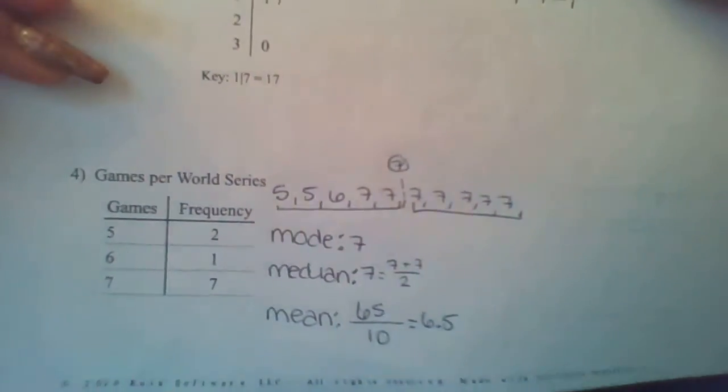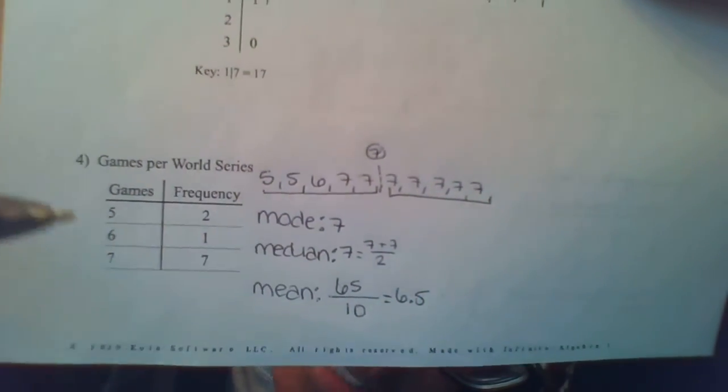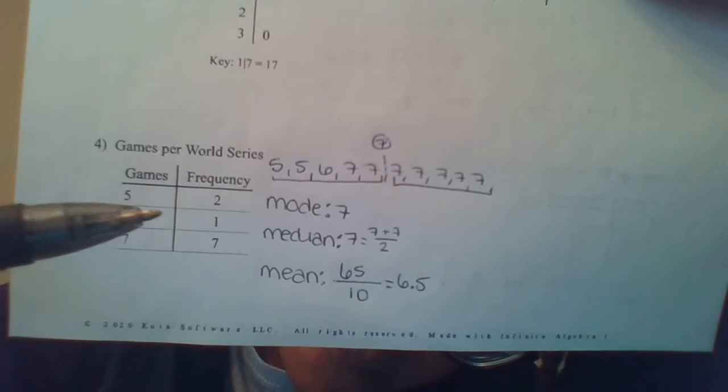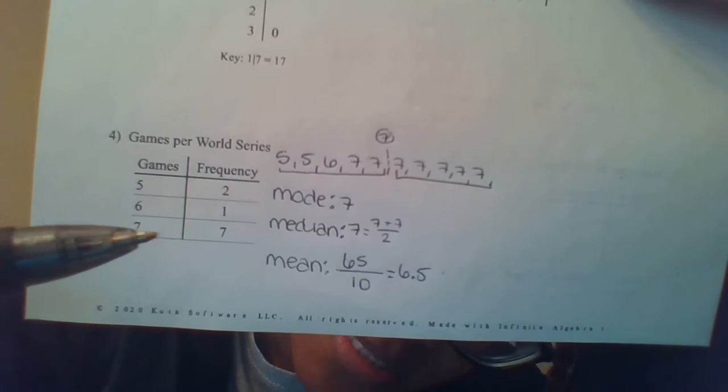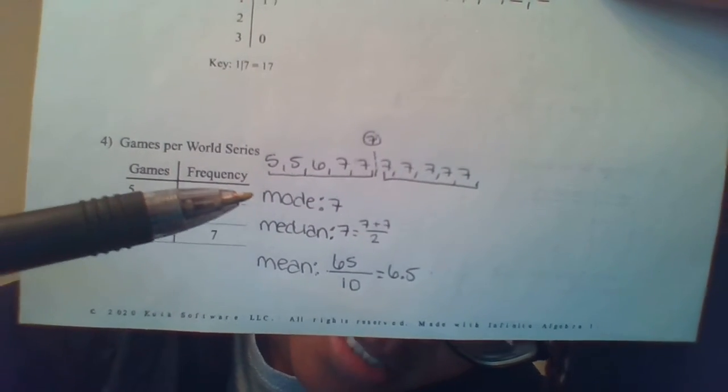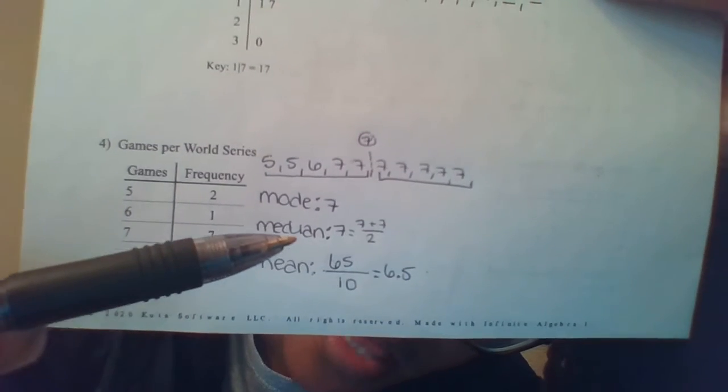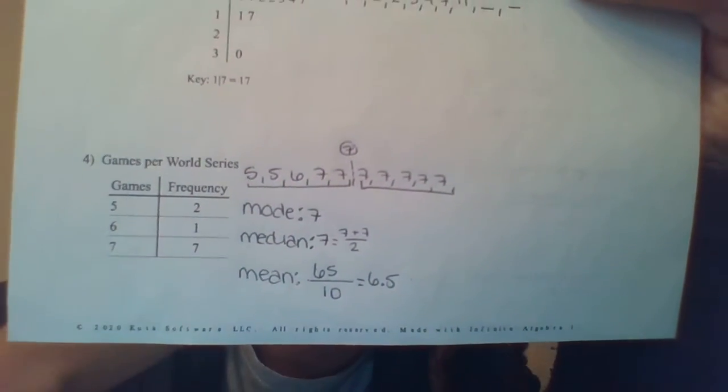The first thing we're asked to calculate is the mode. The mode is the number that appears the most in the data set. So that's the number with the highest frequency. For this particular problem, that's going to be 7. The mode is 7.